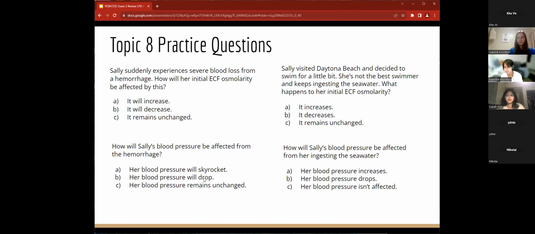Okay, now we'll go through my questions. We'll start with the hemorrhage questions. I'll just read them out loud. Sally suddenly experiences severe blood loss. Basically, something happened, she got injured in some way, and now she's hemorrhaging. So how is her initial ECF osmolarity going to be affected by this? You can just type it in the chat.